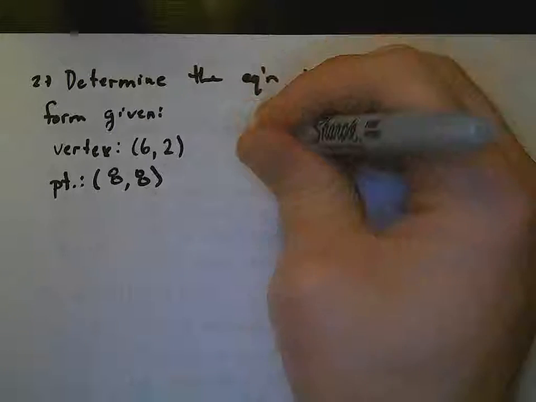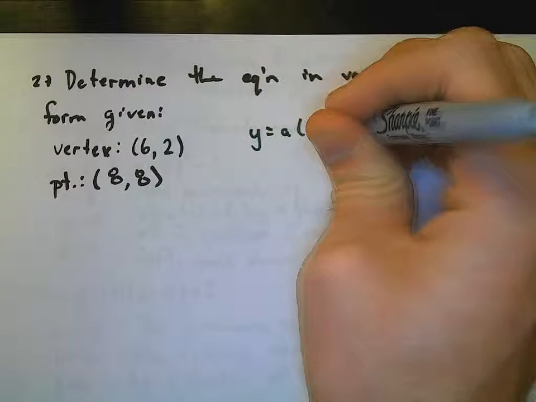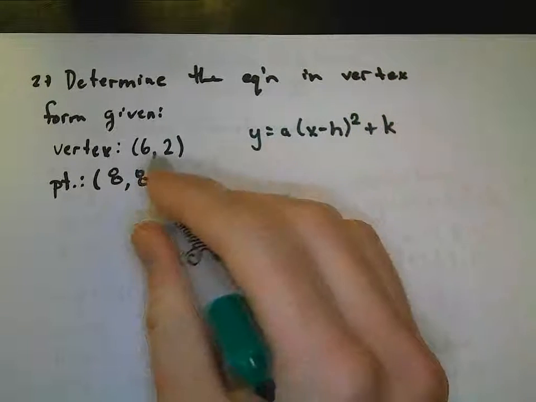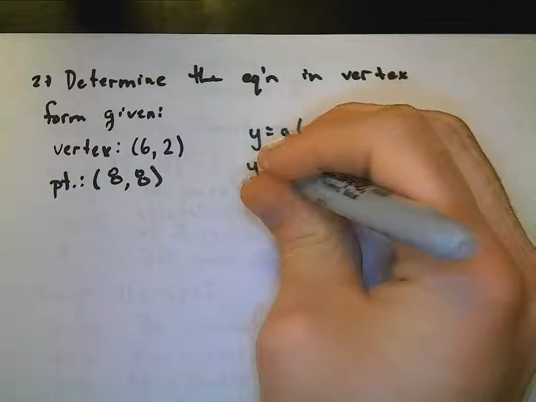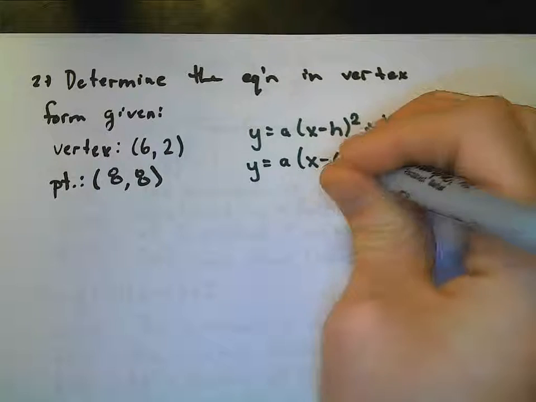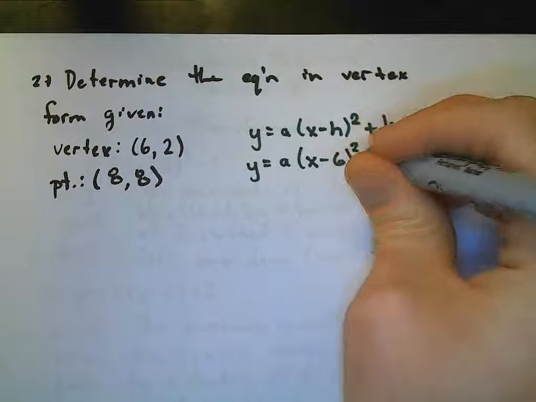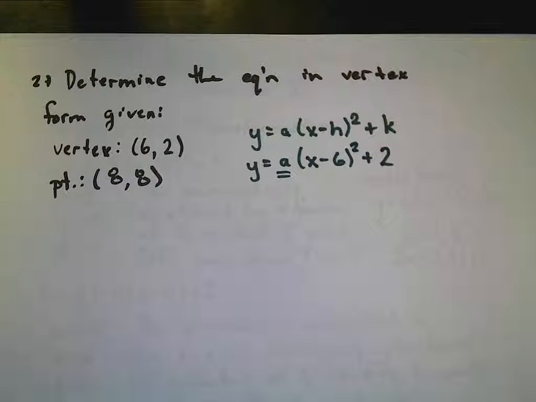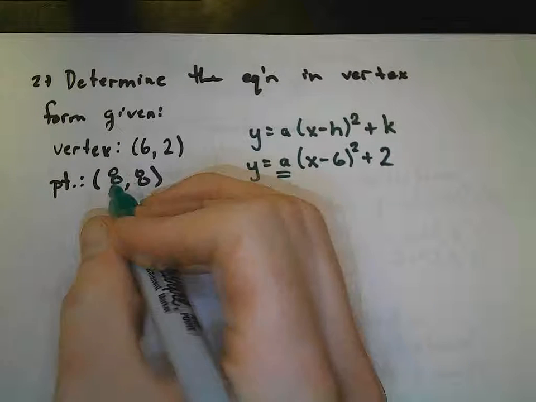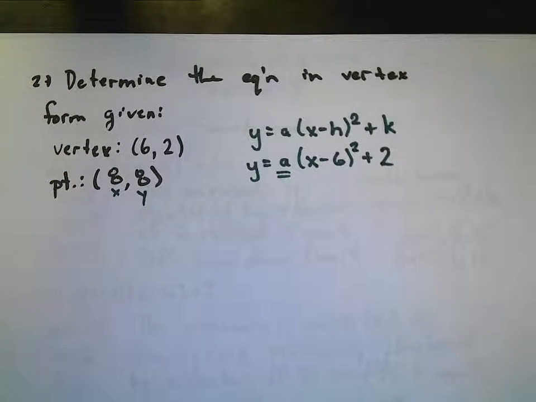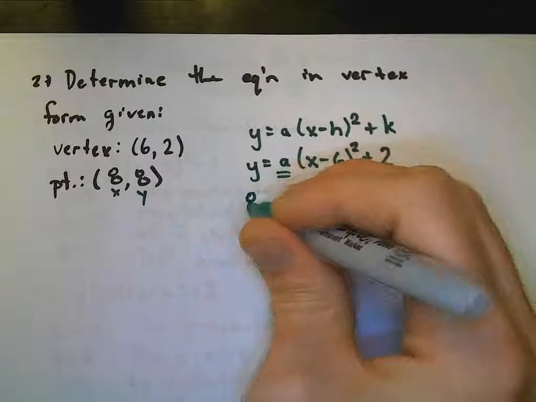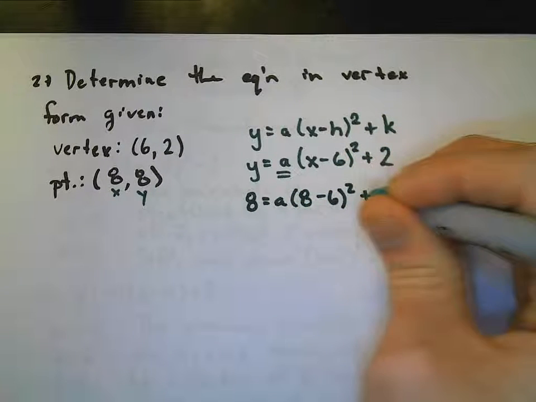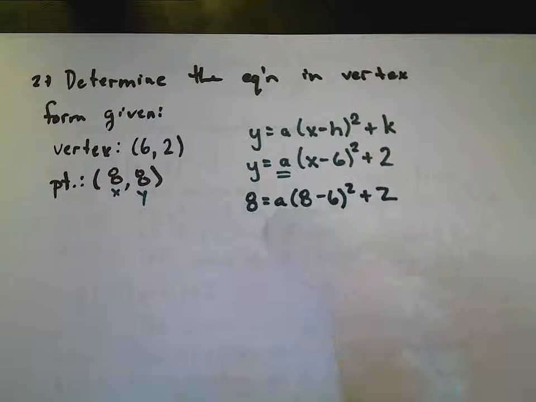Again, this all comes back to vertex form. The h and the k values come from your vertex. So that would be y equals a(x minus 6) squared plus 2, where 6 is the h value. We need to know what the stretch or compression factor is, and that's a. In order to solve for that, we use our point (8, 8), the x and the y values, which we substitute in. So that becomes 8 equals a(8 minus 6) squared plus 2. I need to solve for a.